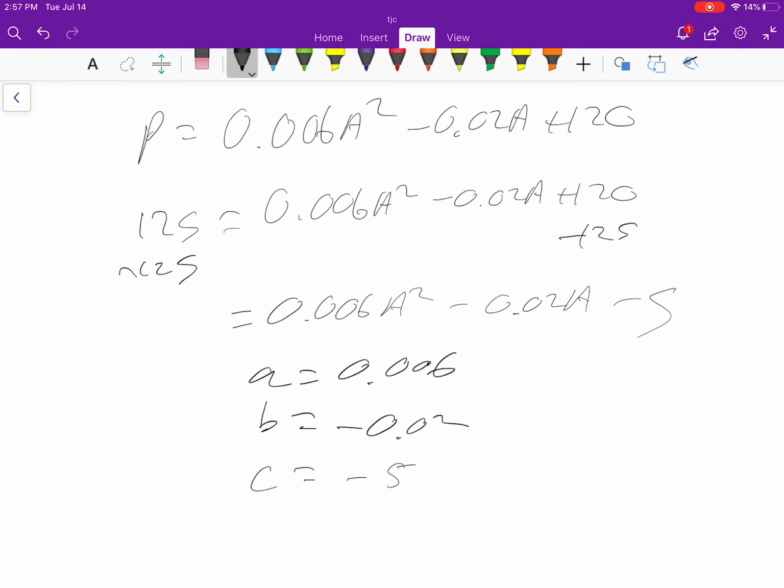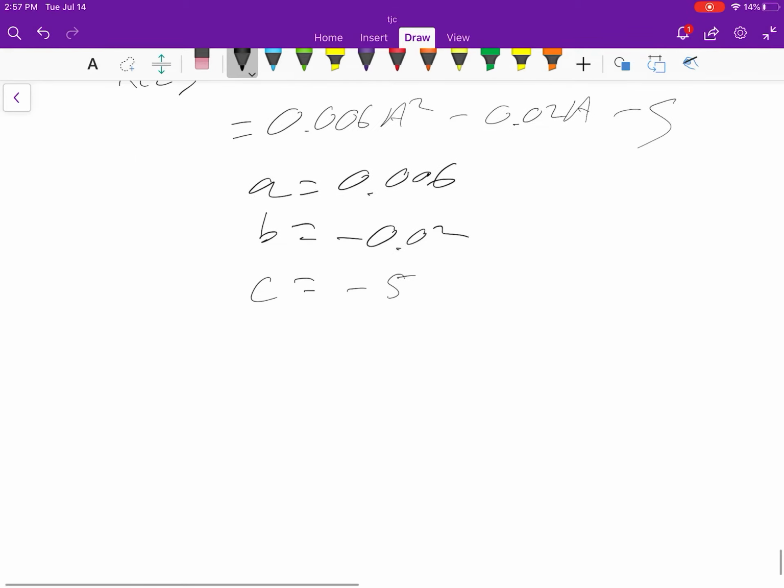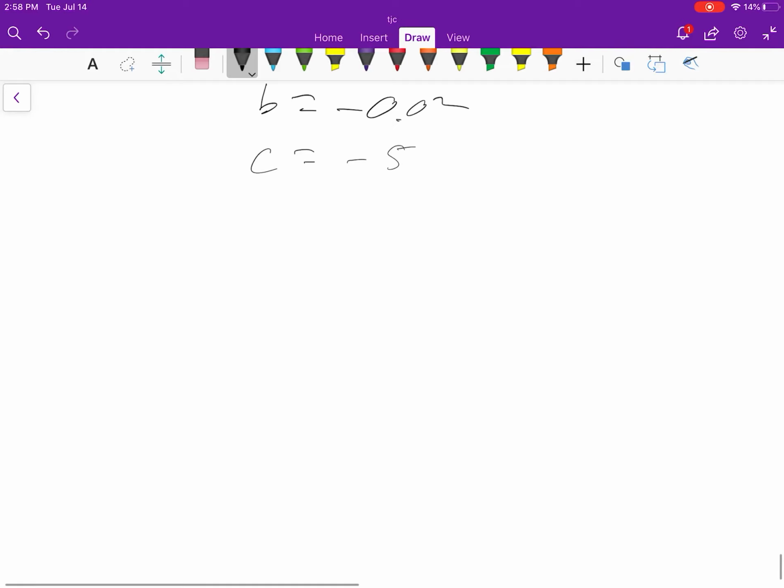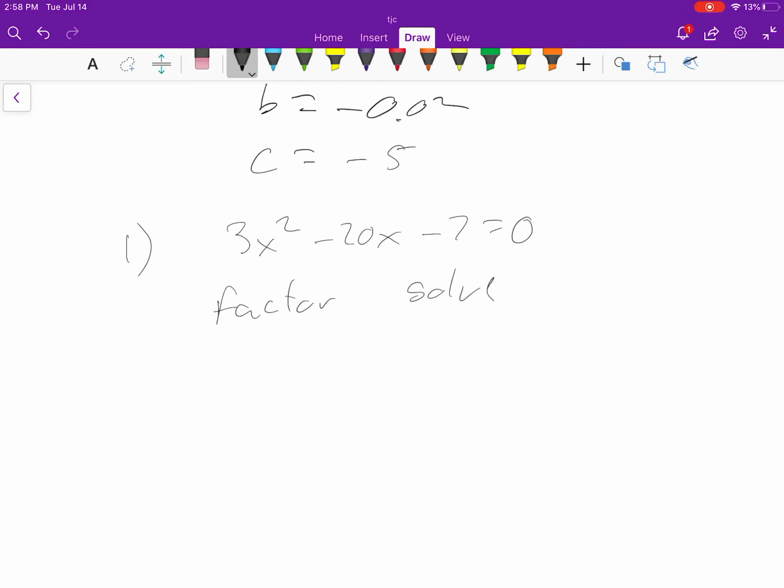So as promised, I'm going to leave you with 2 problems to look at and think about and ask questions on from this chapter. The first one is just a straight factoring problem, and it is factor this and solve. Okay, can you factor and solve? Okay, second one is a problem that can't be factored and solved.